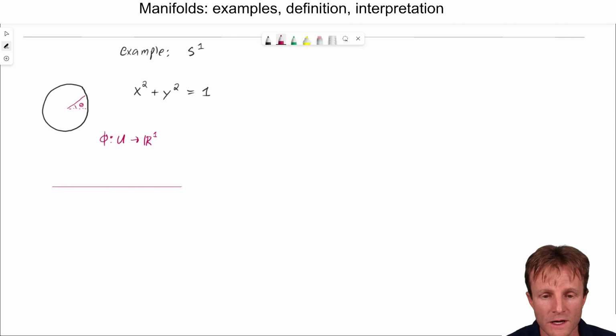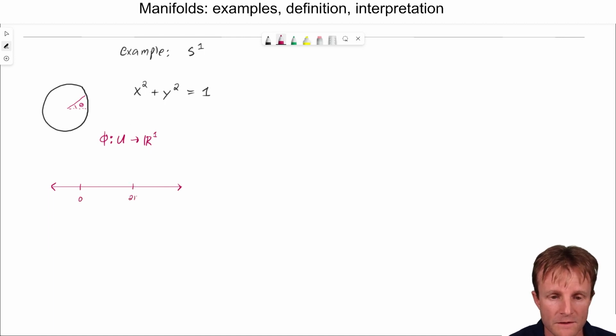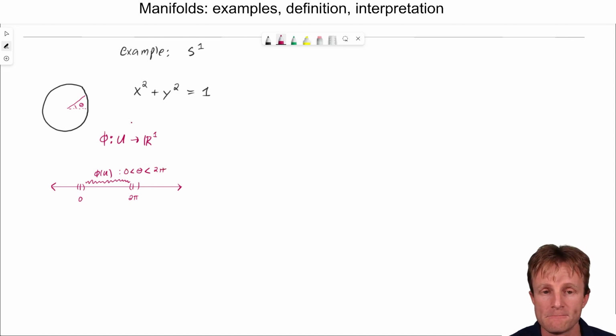So let's think about R1. It goes on forever, but we want this map phi to take us to an open subset of R1. We need to pick some fiducial range for theta. The classic one would be 0 to 2 pi. But remember, it needs to be an open subset of R1. So we can't actually include 0 or 2 pi. We have to consider just the range between them. So phi of U is this range here. And that's just going to be the range theta is between 0 and 2 pi.